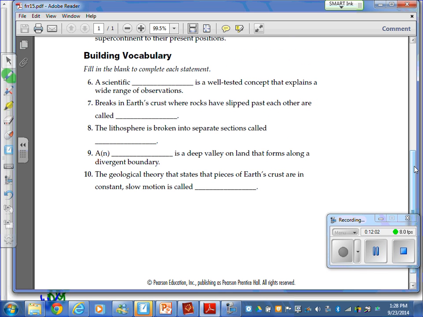A scientific theory is a well-tested concept. Breaks in the Earth's crust where rocks have slipped past each other are called faults. A transform boundary will have a lot of faults too, and we're going to get into this more this week as we start talking about earthquakes. But when the crust moves enough that it's causing cracks or splits, that's what you're going to get.